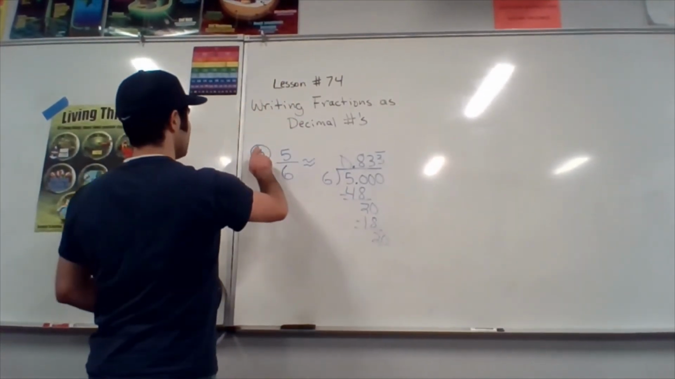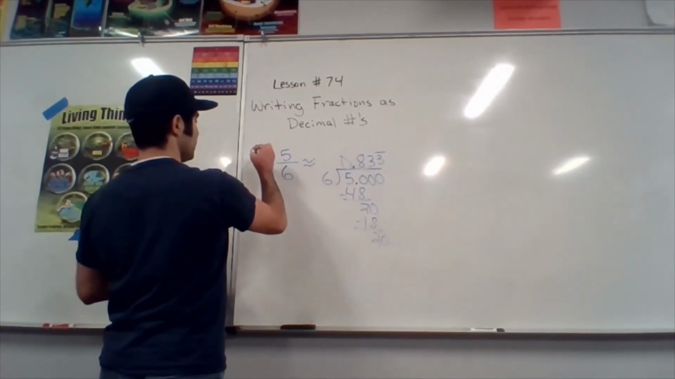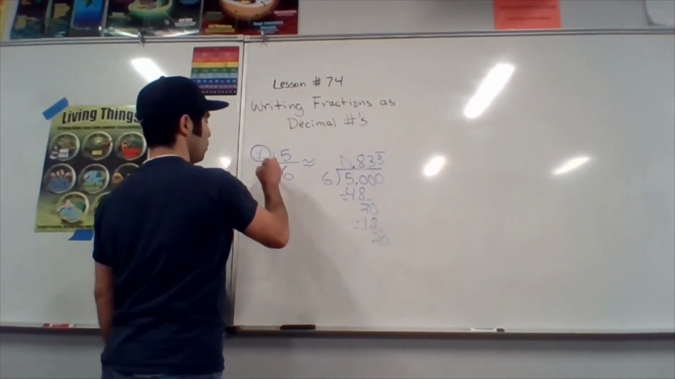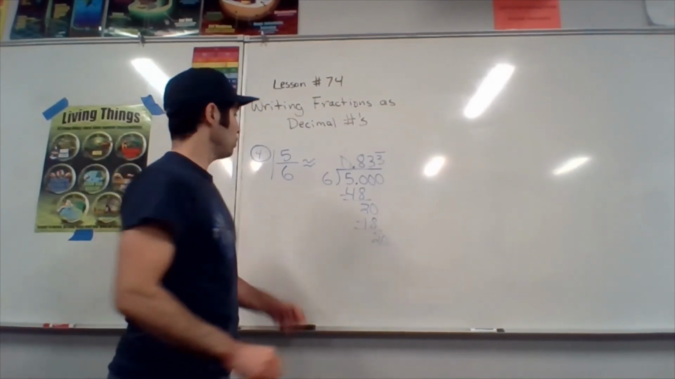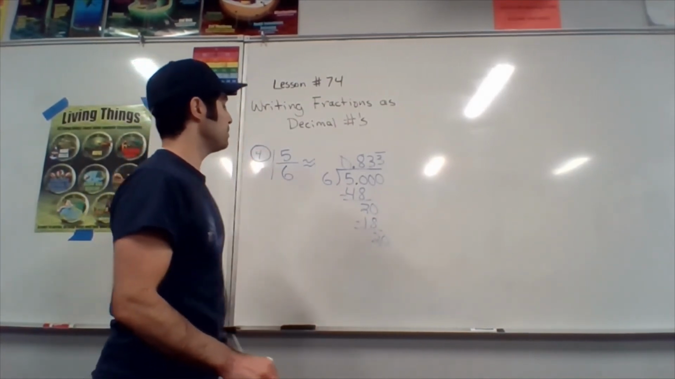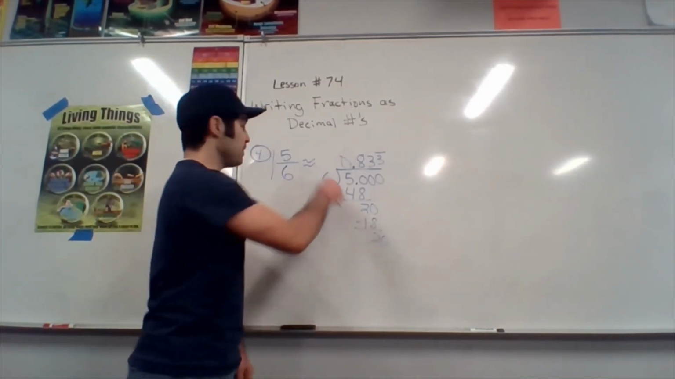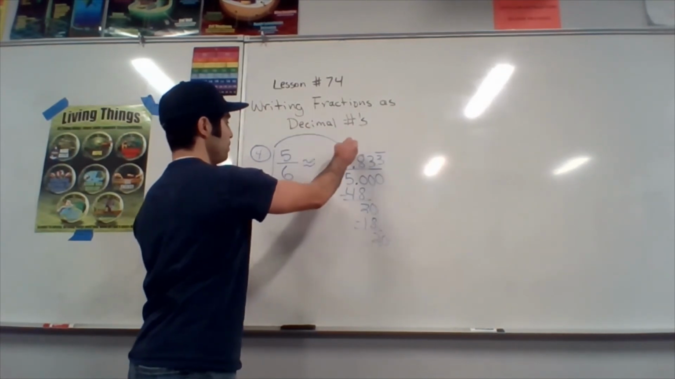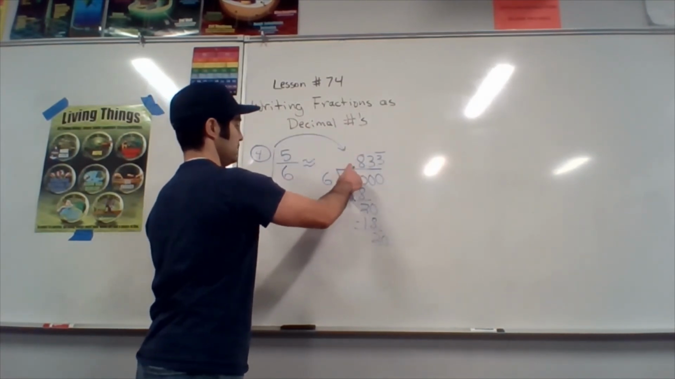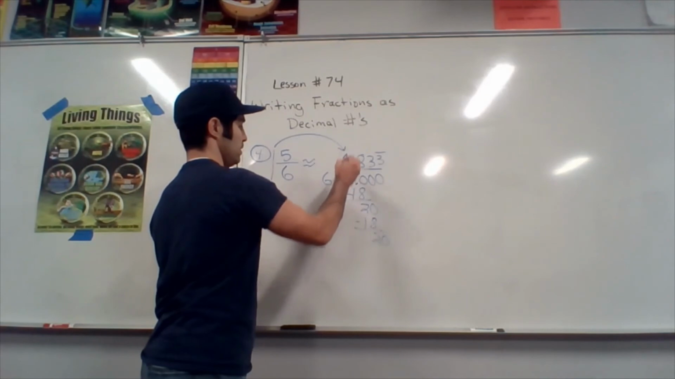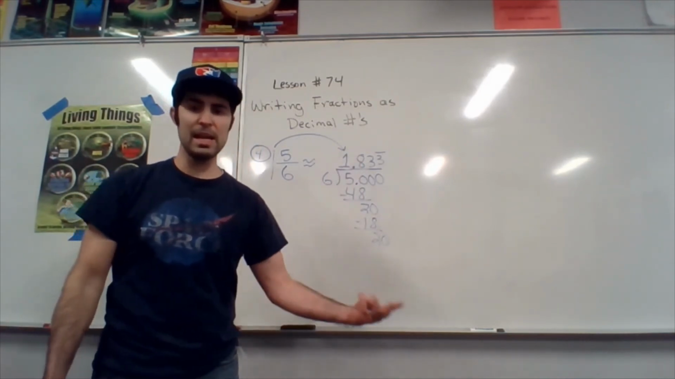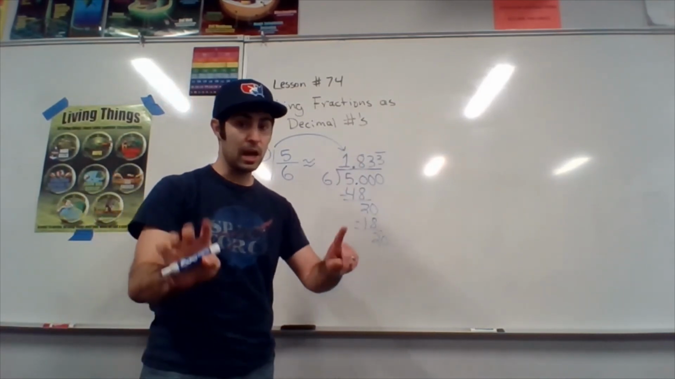All right, so problem number 4 is going to be pretty close to the same thing. What if you have 1 5/6? Well, you just basically do top divided by bottom for the fraction, and then the whole number 1 goes right there. So that would be 1 and 833 thousandths, about.